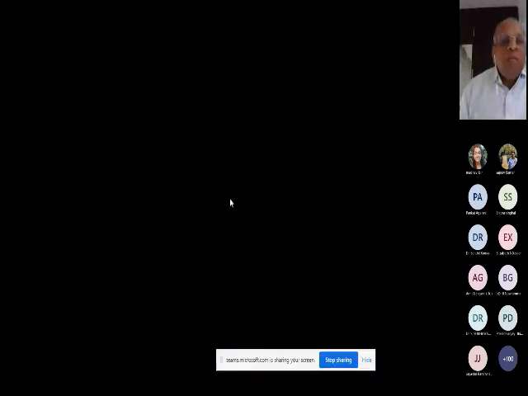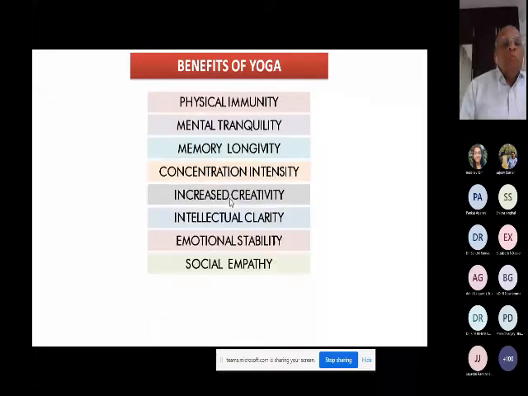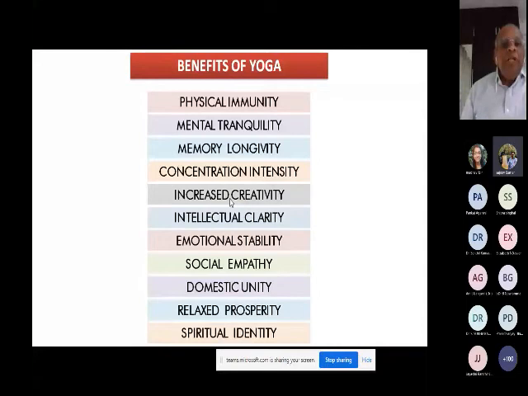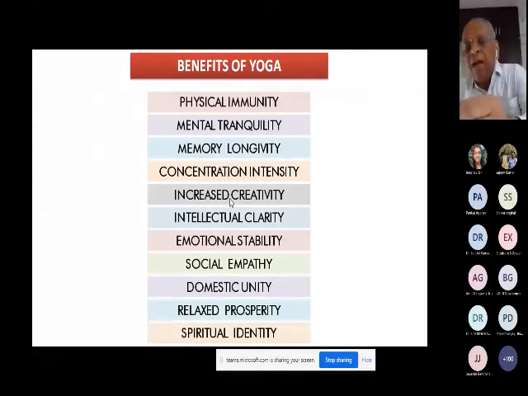So you can see this menu, what yoga tells you. Put the whole thing: physical immunity, mental tranquility, memory longevity, concentration intensity, increased creativity, intellectual clarity, emotional stability, social empathy, domestic unity, relaxed prosperity, and spiritual identity. Please take a copy of this and fix it in your rooms, walls, in your schools, colleges. That should become the guiding factor for all of you.